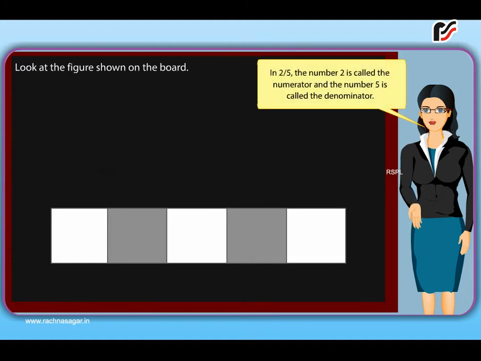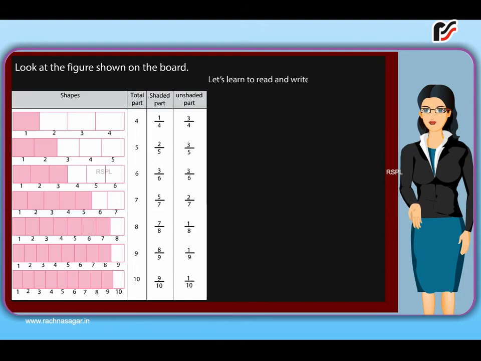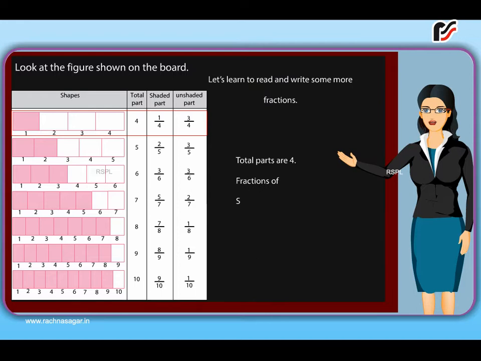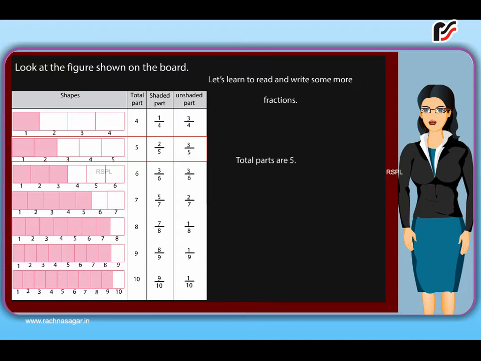In 2/5, the number 2 is called the numerator, and the number 5 is called the denominator. Let's learn to read and write some more fractions. Total parts are 4. Shaded part, 1/4. Unshaded part, 3/4.